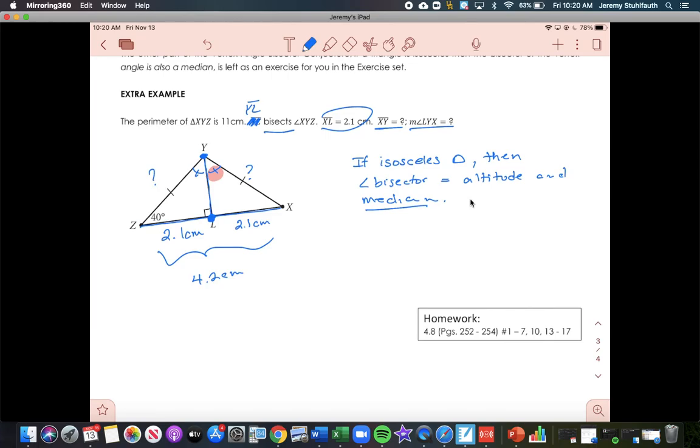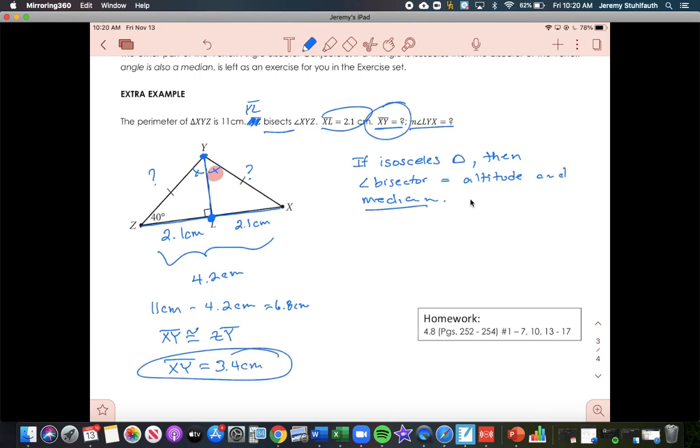So if the perimeter is 11 centimeters, we subtract 4.2 centimeters. 11 minus 4.2 is 6.8 centimeters. Then we know that XY is congruent to ZY, so we divide 6.8 in half, and we get XY is equal to 3.4 centimeters, which is the first part that we wanted to show.